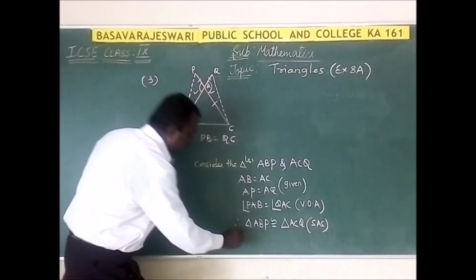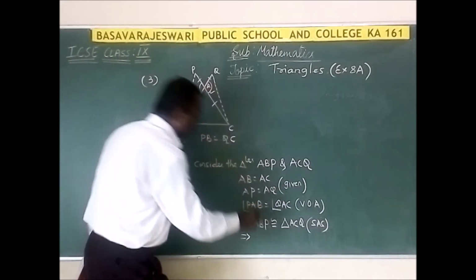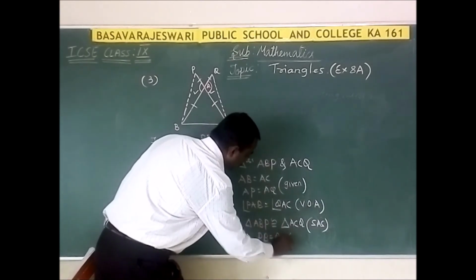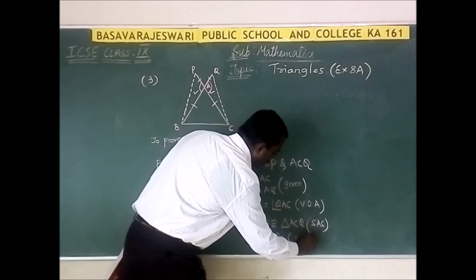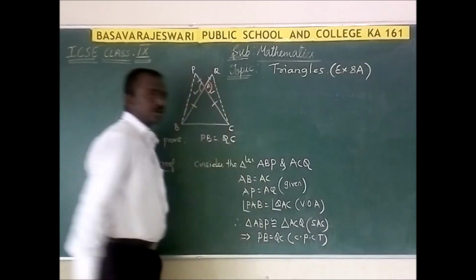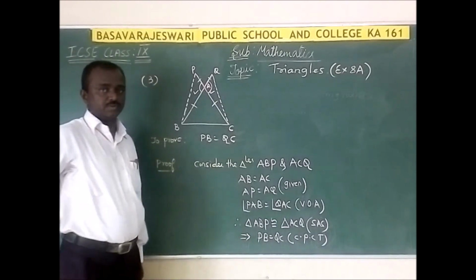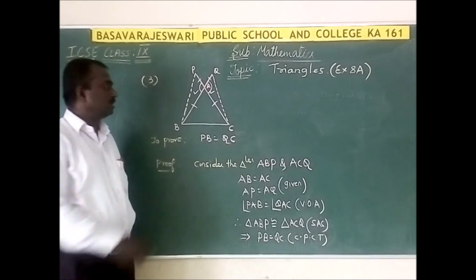So this implies PB is equal to QC, because corresponding parts of congruent triangles are equal. So very simple question they have given here to prove the congruency of these two triangles. Note down this sum.